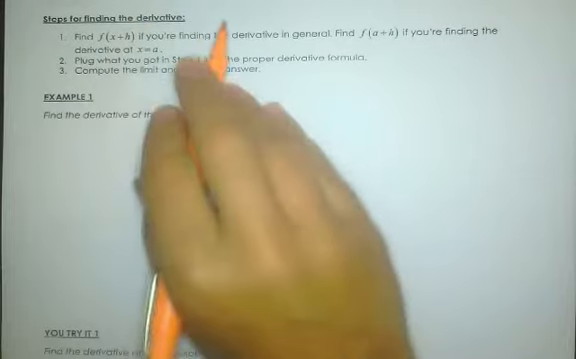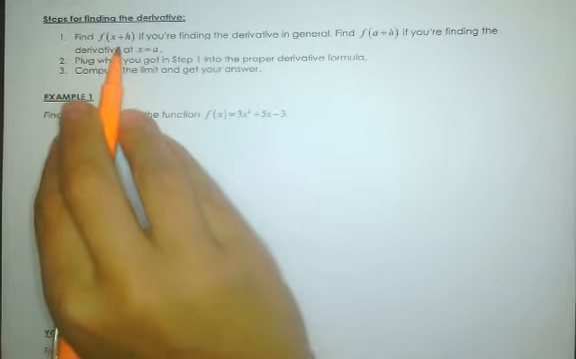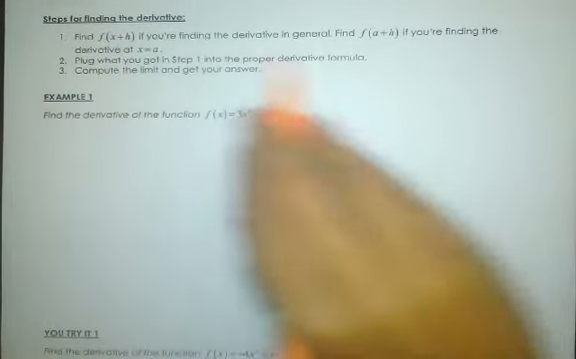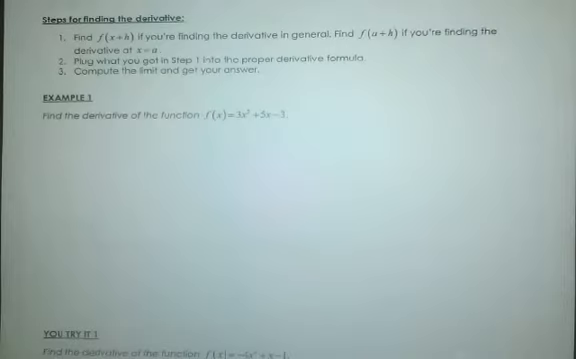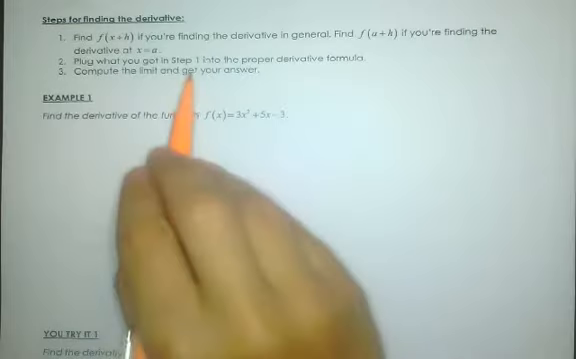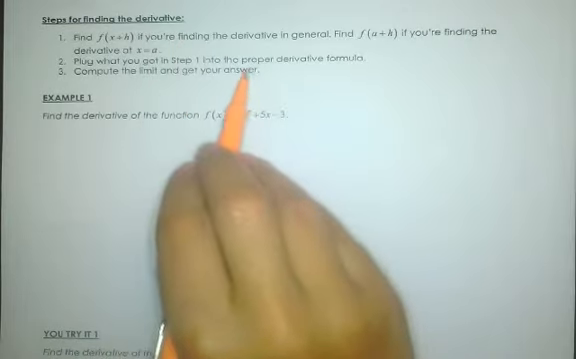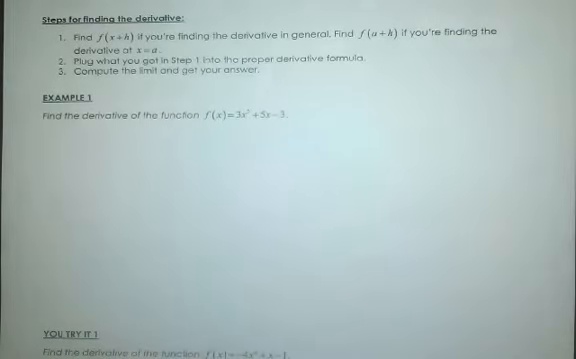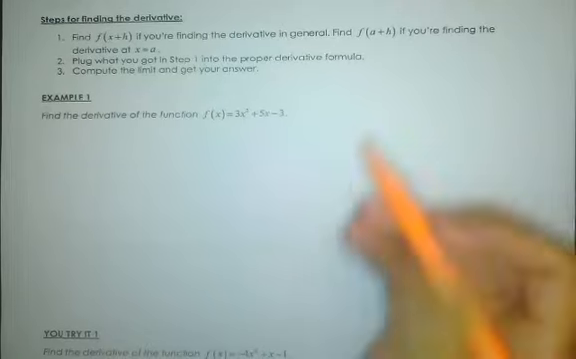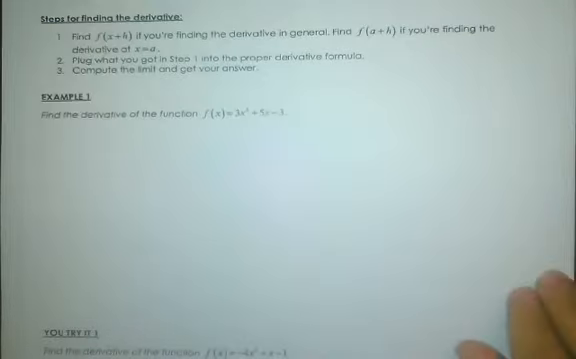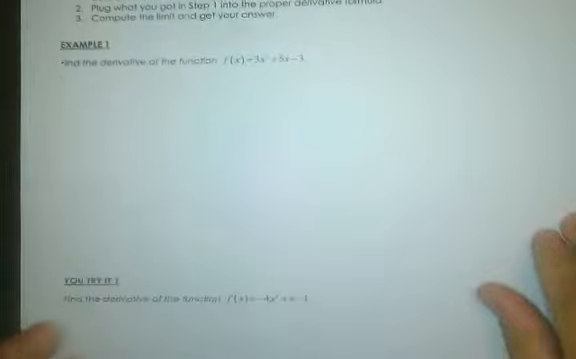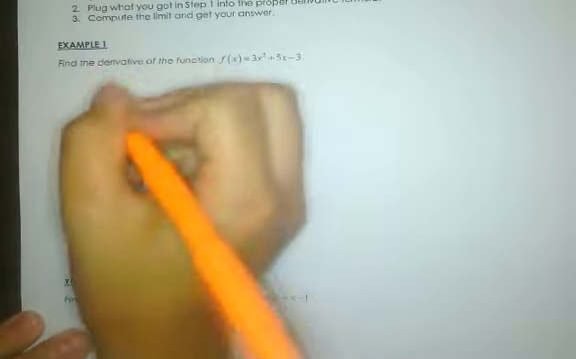So your steps for finding the derivative the long way. You're going to find f of x plus h, if you're finding the derivative in general, or find f of a plus h if you're finding the derivative at a particular x value. And then plug in what you got here into that big old formula, and then compute it. So that might require some extra steps. Okay, we'll start with a simple polynomial here. We just got a little trinomial there. And I like to break it up.